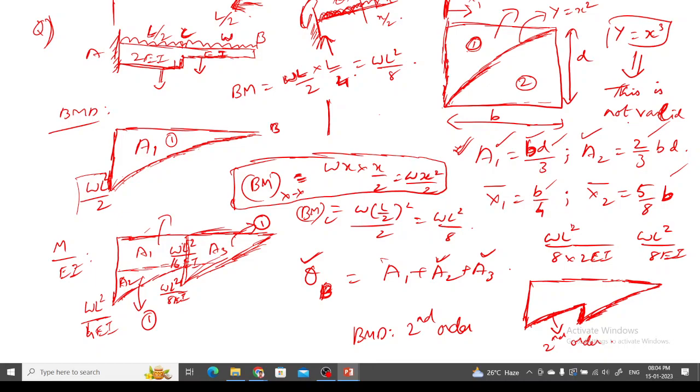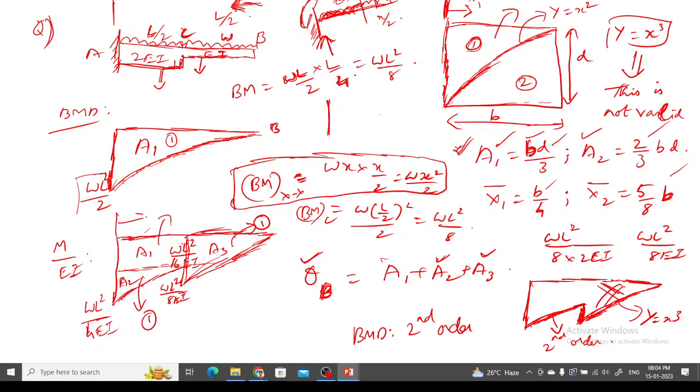And if you have some third order parabola, which is like y equal to x cube, then you can't use it here. So one person has asked this question, right? Is it clear how we want to proceed?